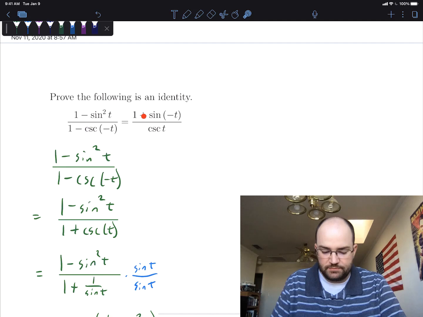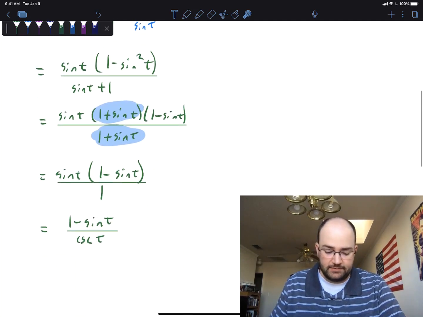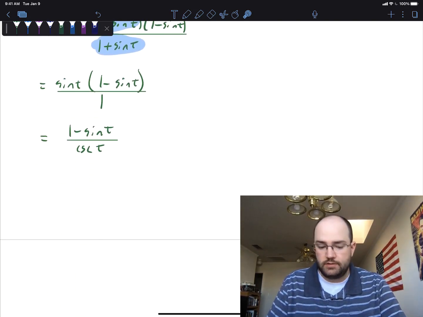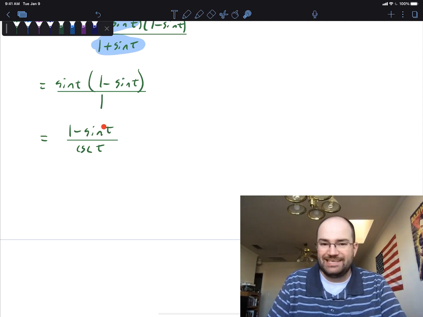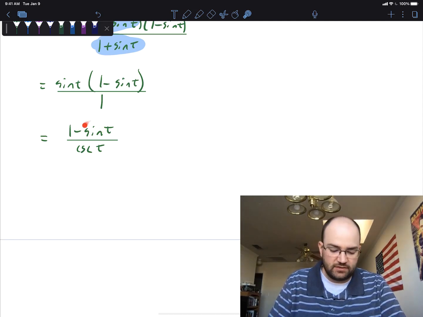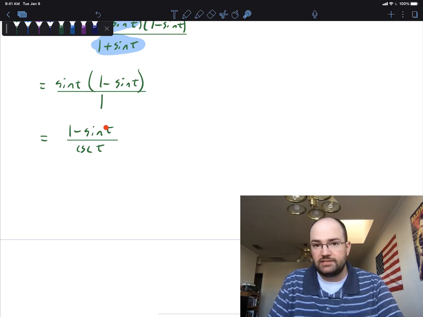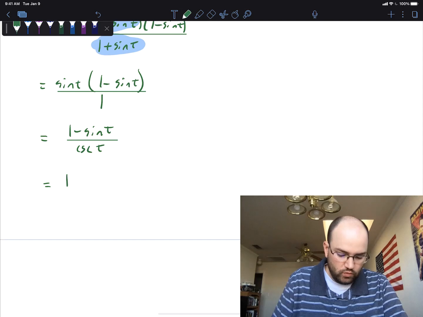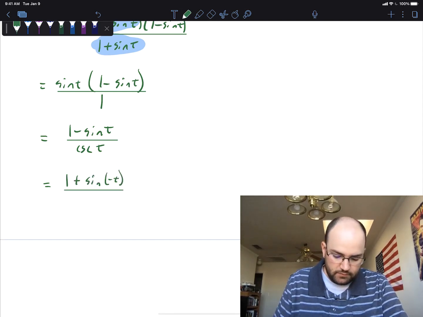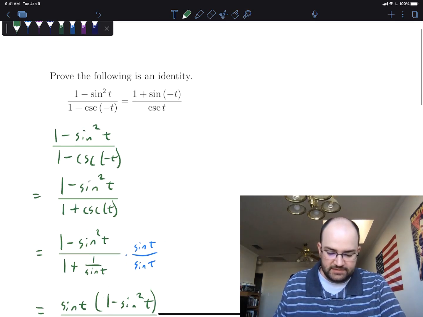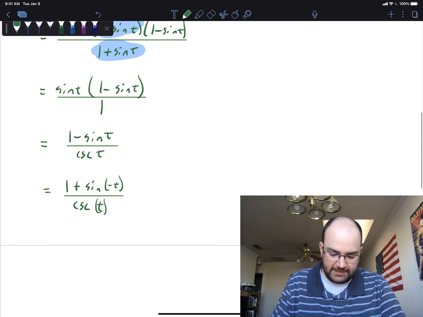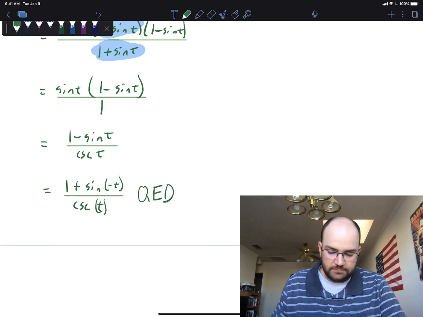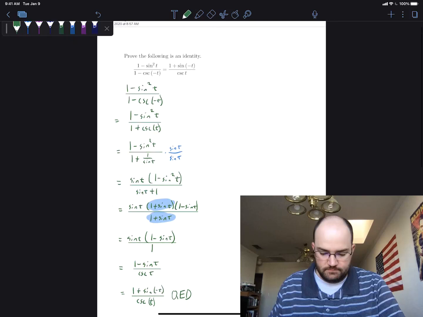except now we need this to be a plus and have a negative in there. But remember, sine is odd. So this negative can go on the inside. In other words, if you have a negative on the inside, it goes on the outside, or if you have a negative on the outside, it can come on the inside. So that's going to make this 1 plus sine of negative t over cosecant of t. And that is what we wanted to prove. That is the right-hand side. QED.